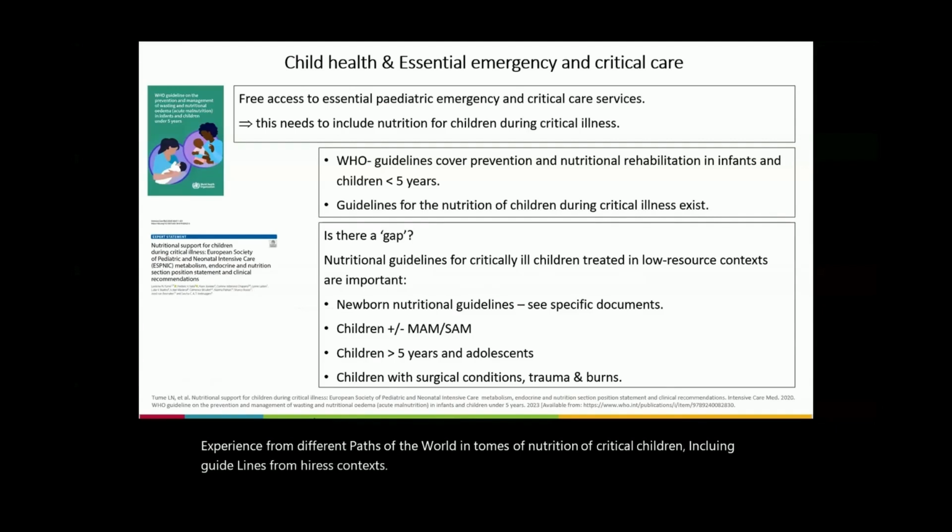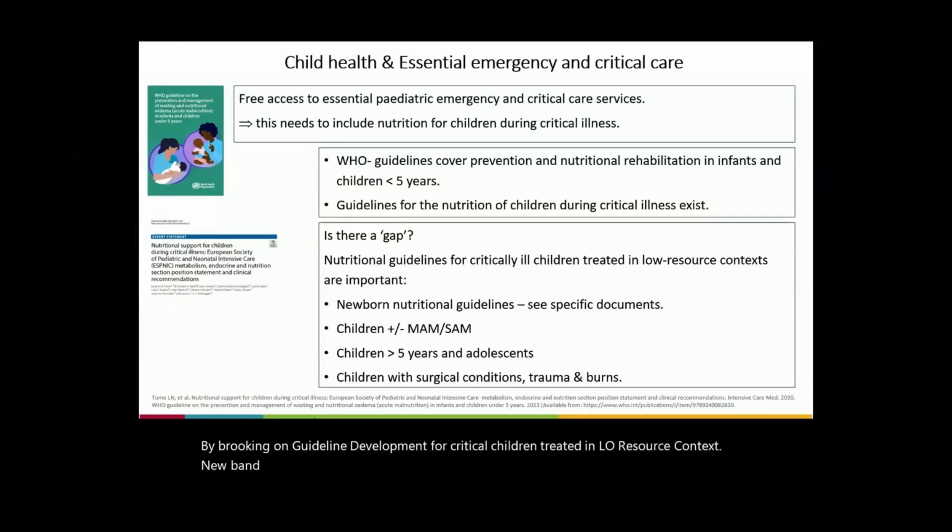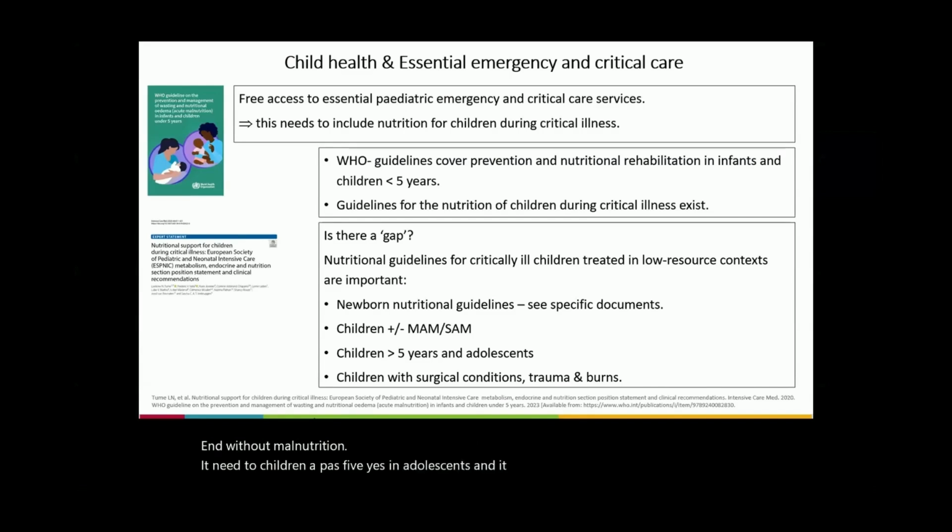And well, the question is, is there a gap? Is there a gap we could fill potentially by working on guideline development for critically ill children treated in low-resource contexts? Newborn nutrition guidelines are quite specific, but these guidelines should cover children under 5. It should include children with and without malnutrition. It needs to include children above 5 years and adolescents. And it should also include children with surgical conditions, trauma, burns.